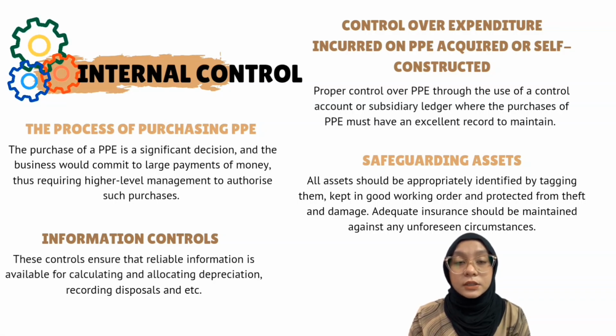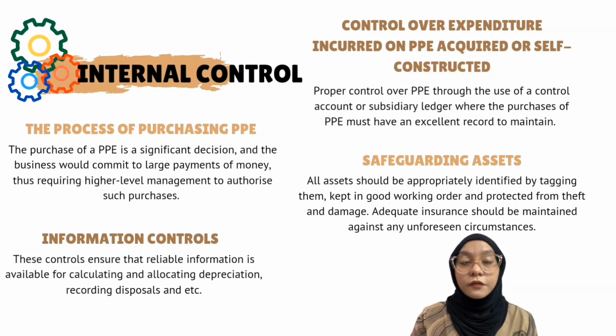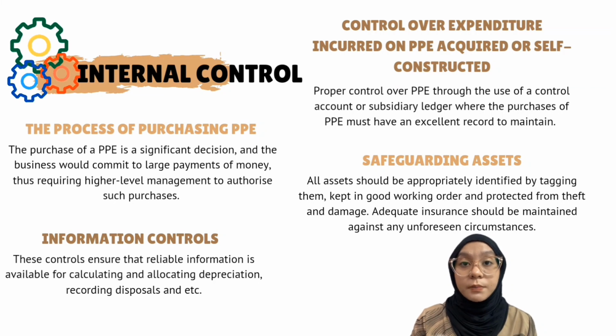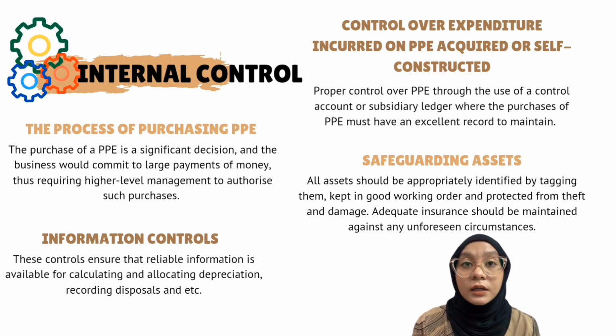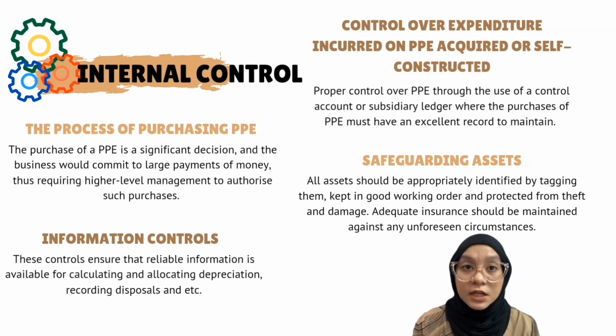In auditing the internal controls of property, plant and equipment (PPE), the auditor needs to identify the controls related to accounting and test whether the controls are operating effectively. There are 4 internal controls that an auditor should review that relate to PPE. Firstly is the process of purchasing PPE. The purchase of PPE is a significant decision and the business would commit to large payments of money. Thus, this requires high-level management to authorize such purchases.